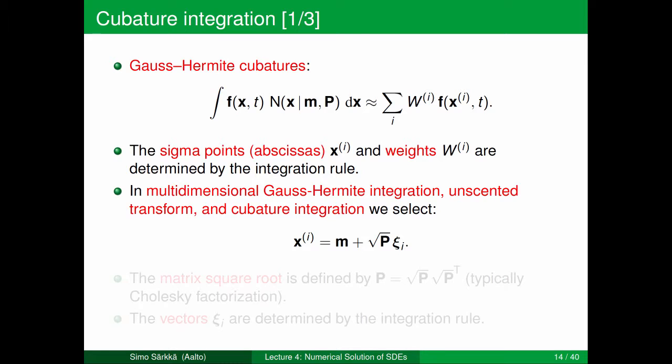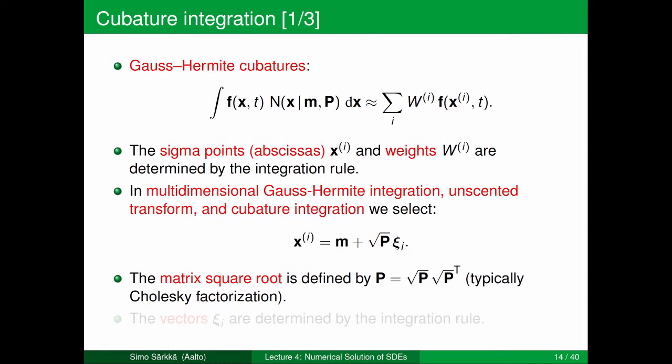For example, in multidimensional Gauss-Hermite integration, the unscented transform, and cubature integration, we select these x_i's to be equal to the mean plus the matrix square root of P times xi_i, where the xi_i's are also determined by the integration rule. The matrix square root is here defined so that P is equal to the square root of P times the transpose of the square root of P. Typically, the square root is taken to be the Cholesky factorization of P.